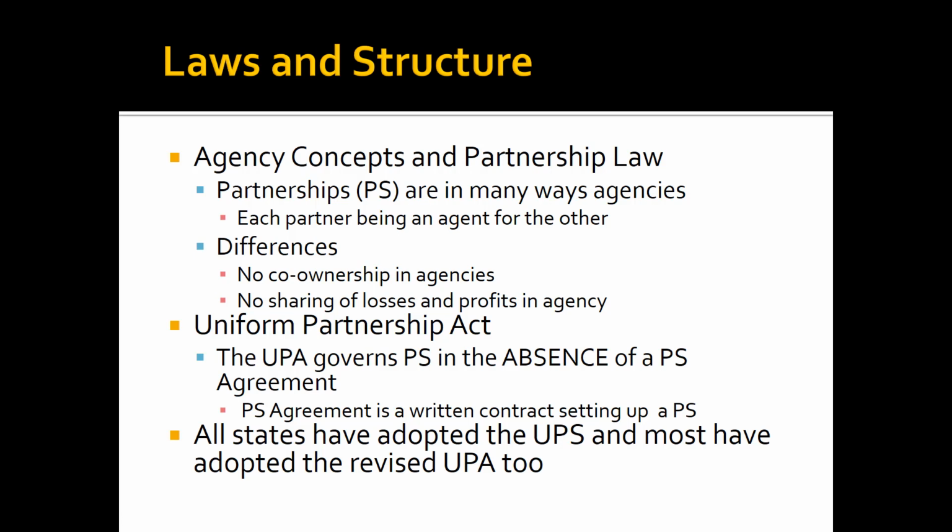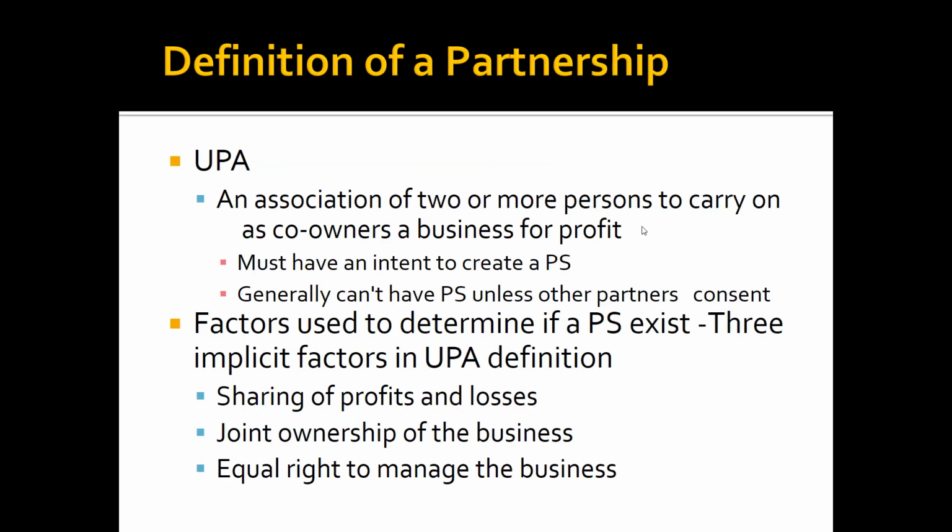Okay, let's move on to the UPA, defining partnership. So what is a partnership? An association of two or more, as I said, you can't have a single partnership, persons can be very broadly interpreted, to carry on as co-owners of a business for profit. Now, you have to intend to have created a partnership. So generally, you can't have a partnership with involuntary partners. It's a voluntary state.